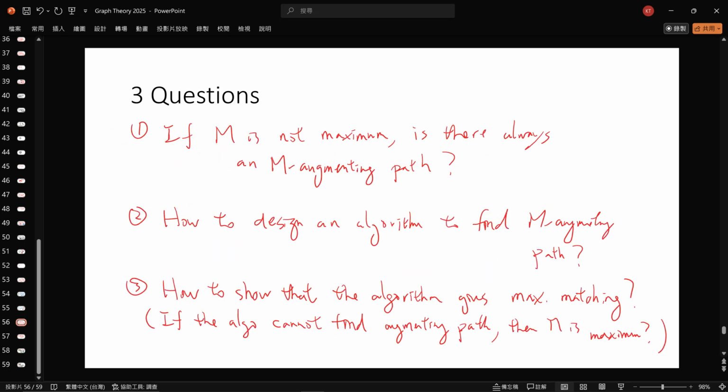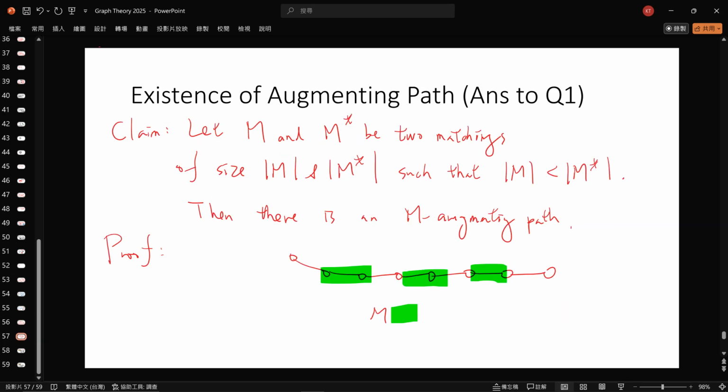All right, so let's review the first question. In the first question, we want to show that there's always an M augmenting path whenever your matching is not the best. The way we show this is by taking the exclusive OR of the matching you have and the best matching.